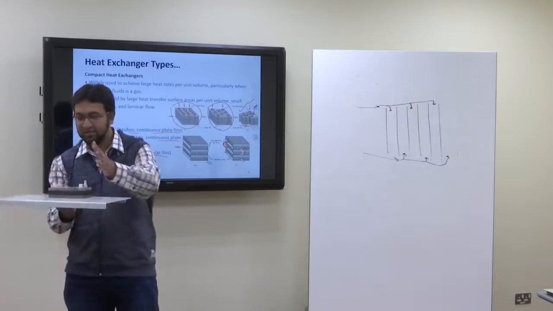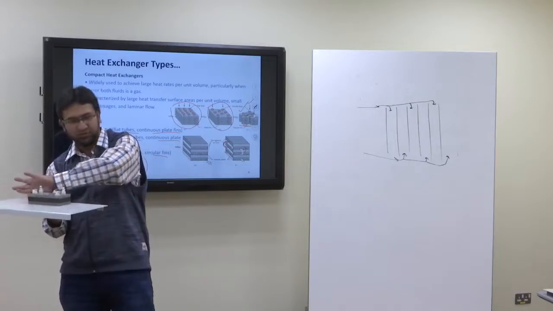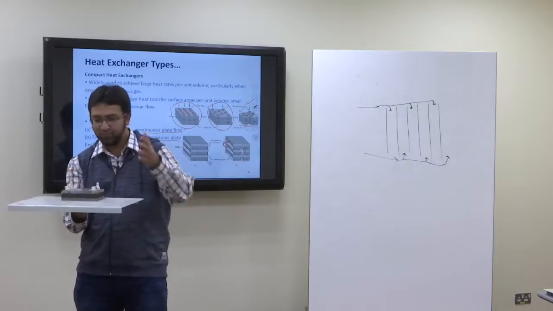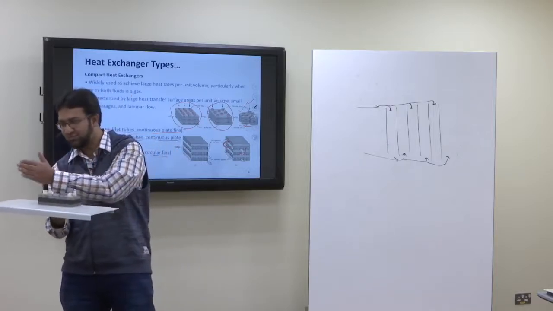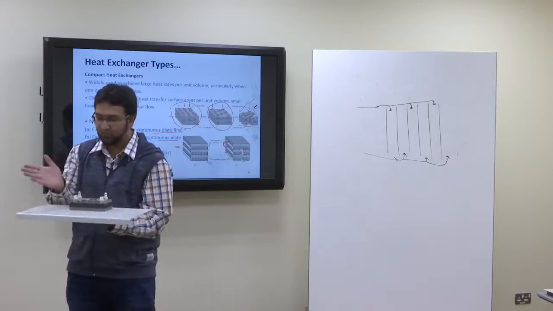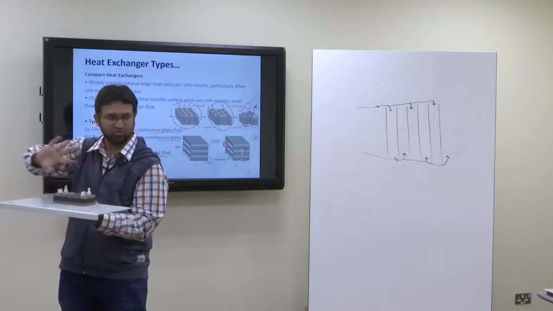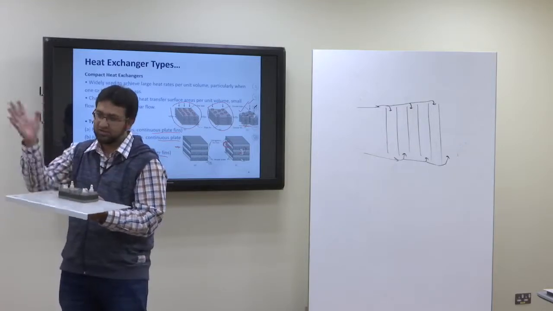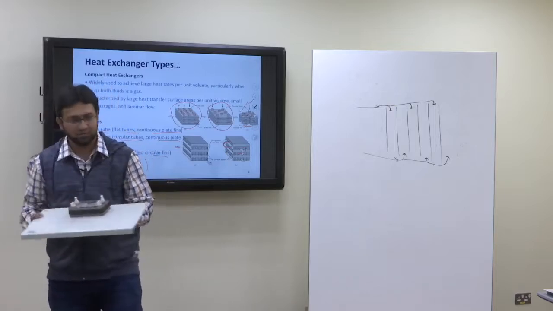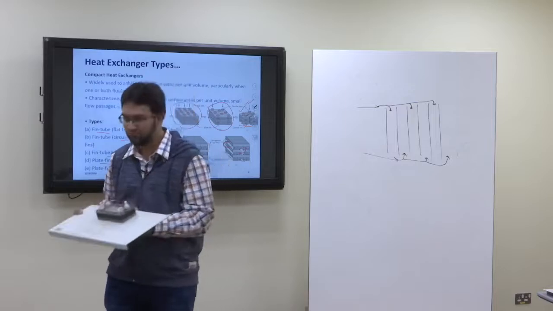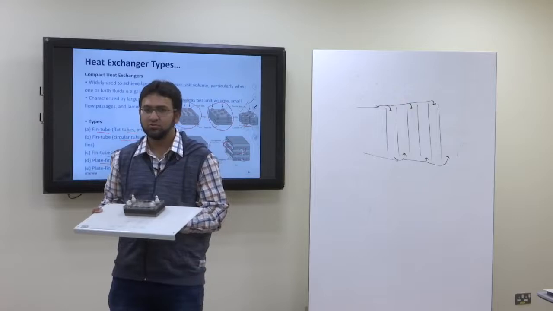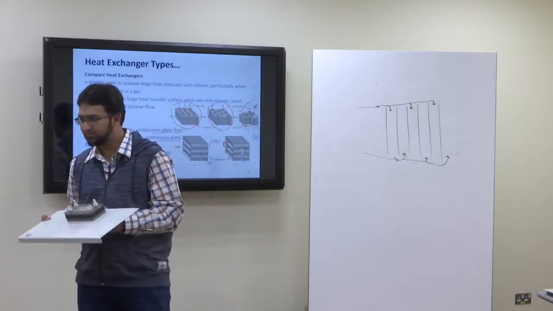If one fluid is moving in this direction and the other fluid is moving in the opposite direction, this is a counter flow arrangement. If both the fluids are moving in this direction, then parallel flow. If we make it such that one fluid is moving in this direction and the other fluid is moving in the cross direction, then it's a cross flow. So we can have parallel flow, counter flow, or cross flow arrangement in it. Most of the time the cross flow arrangement is the most preferable.